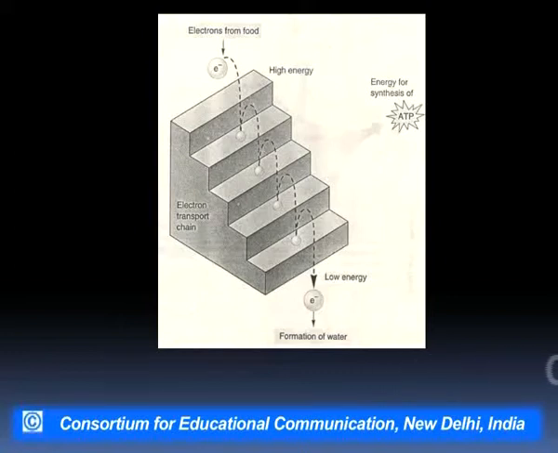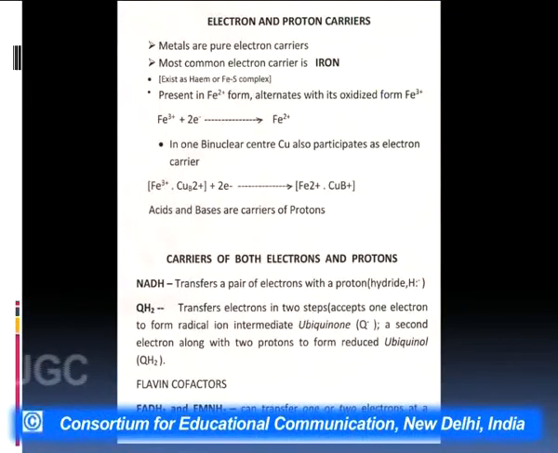Why can't protons and electrons directly combine with half a molecule of oxygen to give rise to water and be through with it? It is not so simple. It has to pass through an electron transport chain. The second aspect which we should know is what are the carriers for electrons, because electrons cannot move by themselves. They have to be carried by certain carriers.